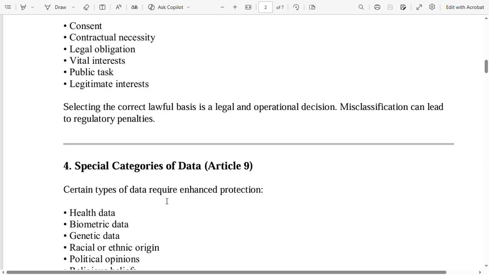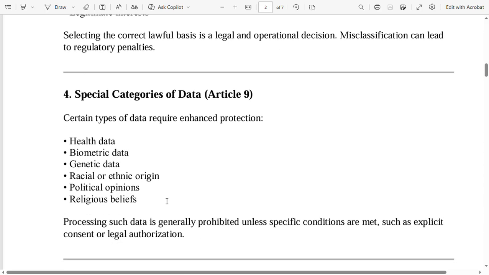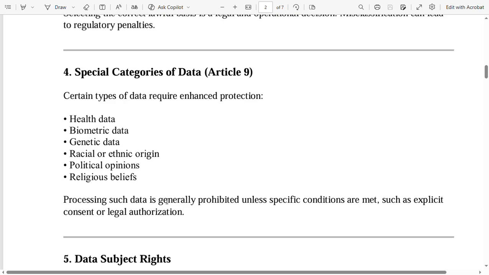Fourth, special categories of data. Article 9. Certain types of data require enhanced protection. Health data, biometric data, genetic data, racial or ethnic origin, political opinions, religious beliefs. Processing such data is generally prohibited unless specific conditions are met, such as explicit consent or legal authorization.